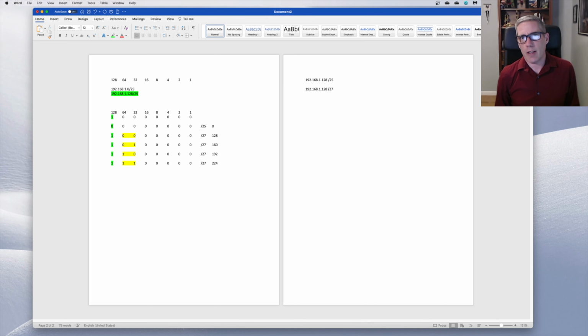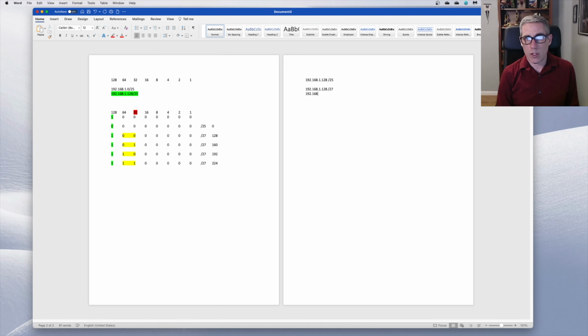And now we need to calculate the rest of the networks out. Since the slash 27 puts us in the third spot, the magic number is going to be 32. So I'll do that as red. That's our magic number: 128, 64, 32. So we're counting by 32s. So that's our first network.